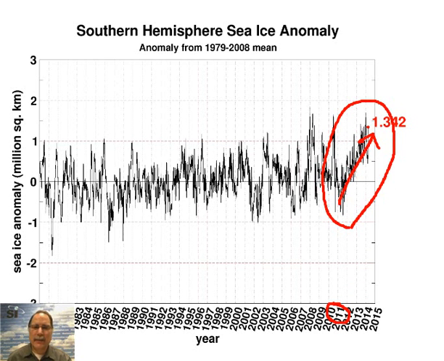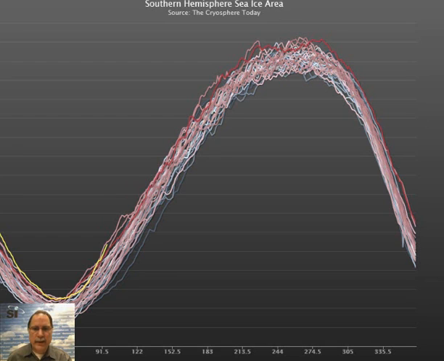Only seen this high a few times over the last many years. This particular plot also goes back to 1979, the beginning of the satellite data keeping era. So again, very high levels, near record or record highs on this particular date in the southern hemisphere. Only seen a few times over the past several decades. Compared to normal, it's way above for this particular time of the year.